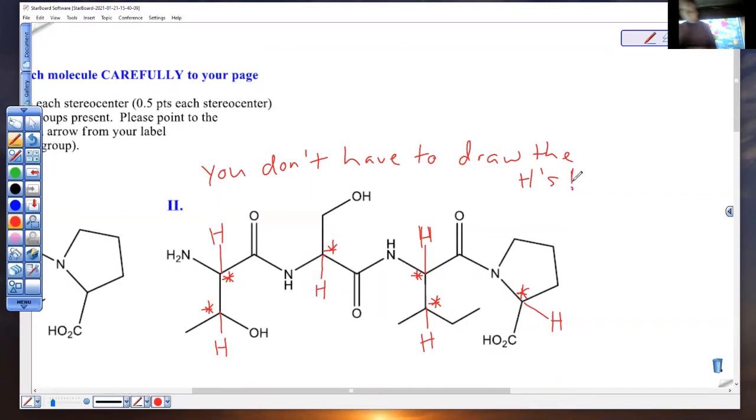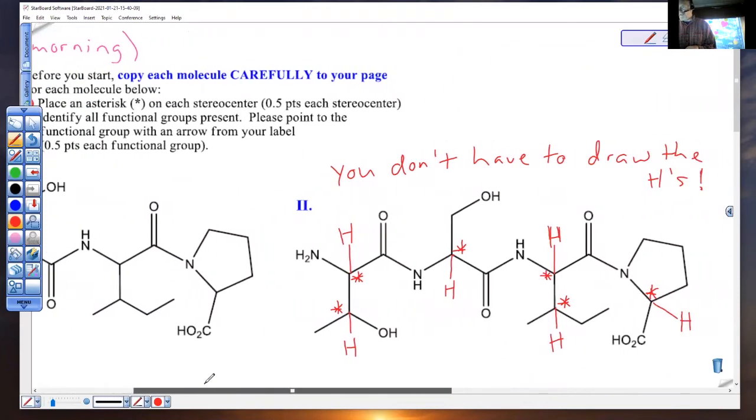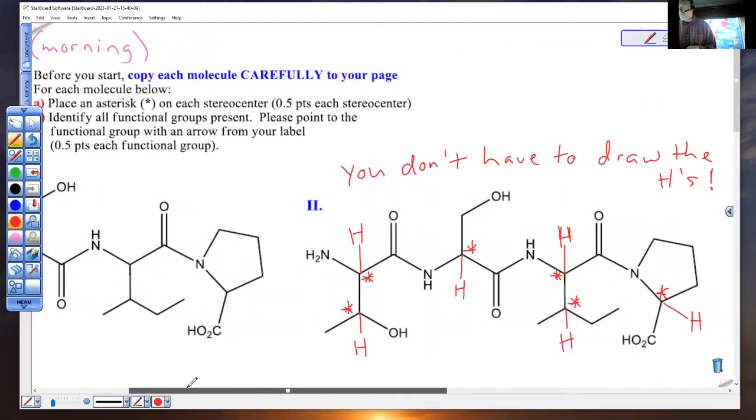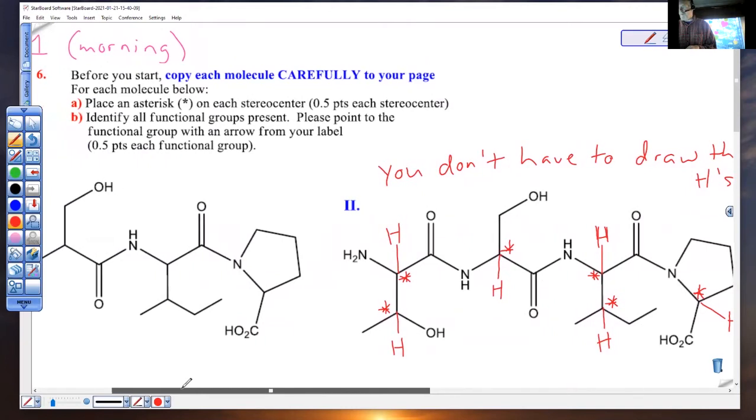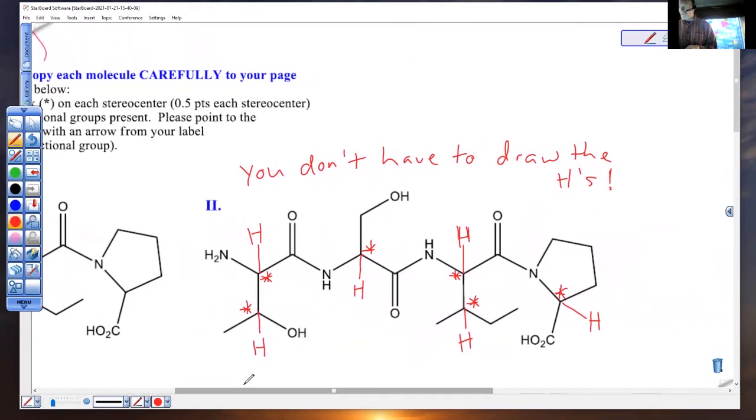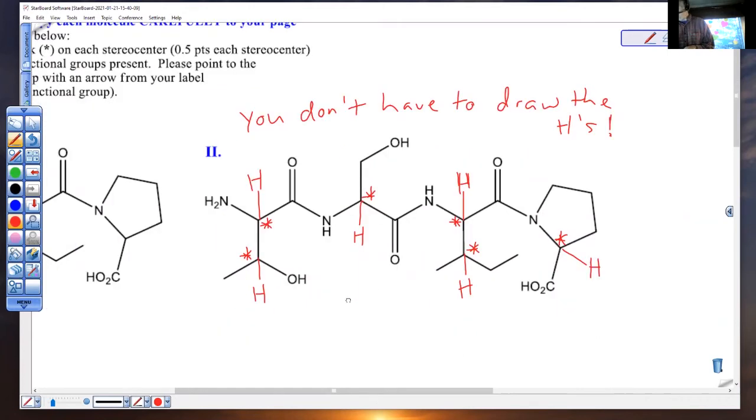All right. So we got part A done. Identify all the functional groups. Point to the functional groups with an arrow from your label. Okay. So we have an amine. A nitrogen attached to 1 carbon is an amine.